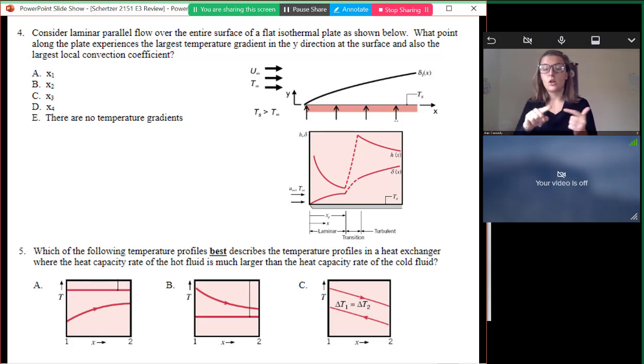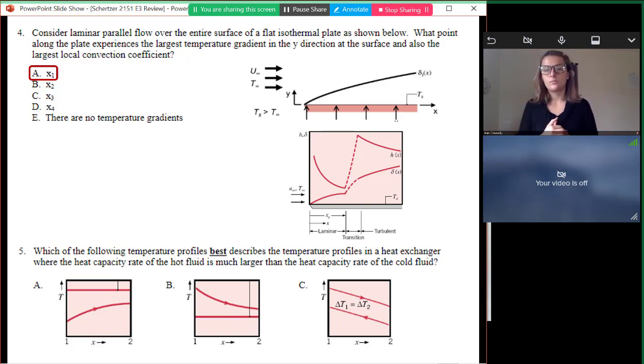So this problem talks about a laminar parallel flow, so it's laminar the whole time. We're only interested in the first part of this graph, from x equals 0 to x equal x_c. Here, the maximum heat transfer coefficient occurs right at the leading edge of the plate, and then it decreases along the plate. So here the answer is x1.